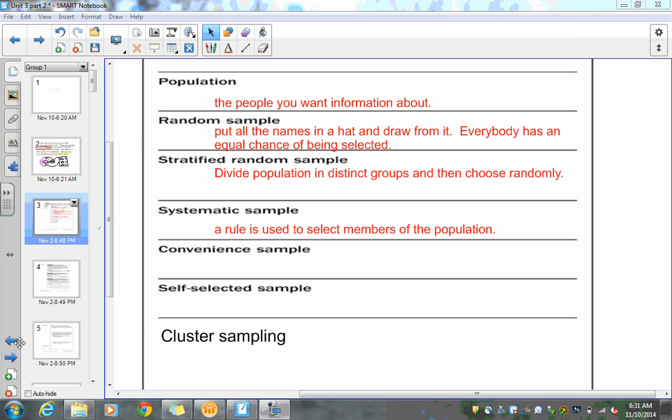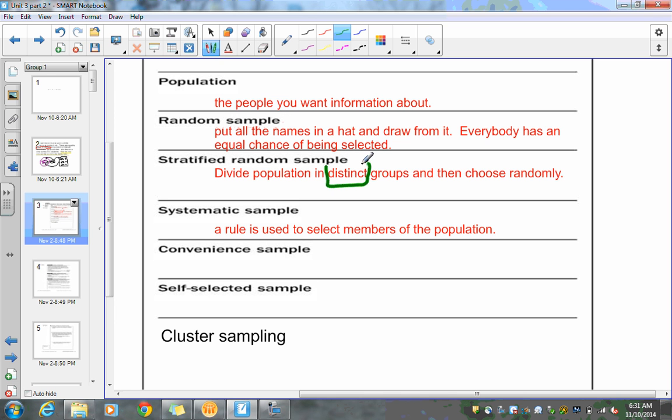All right, as we keep going, more definitions. A stratified random sample is when you divide the population into distinct groups and then choose randomly. The key word here is distinct. What distinct means is that you are dividing up the group, for example male and female, or by age. So you are dividing them up into distinct groups.